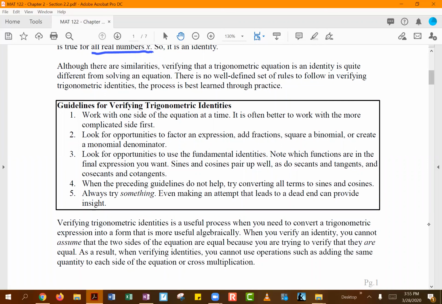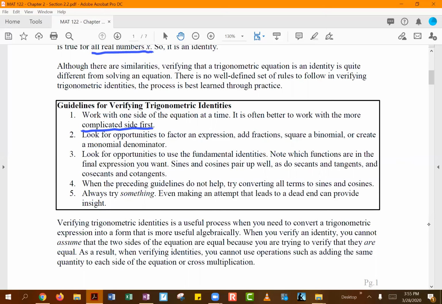So as you can see the guidelines here, the first one is talking about start by working on one side of the equation at a time, and it is actually always better to start with the complicated side first. So whichever seems to be the more complicated side, you want to start there first.